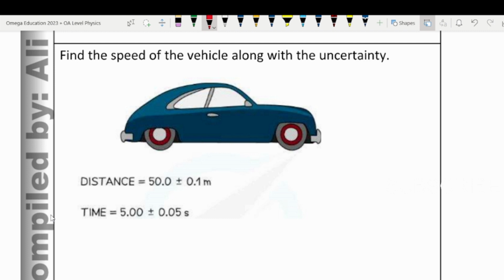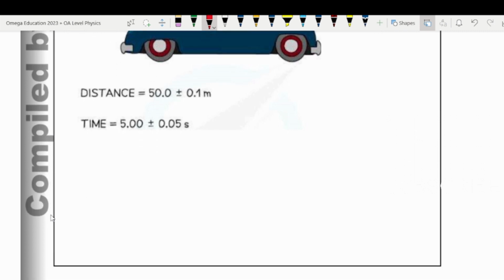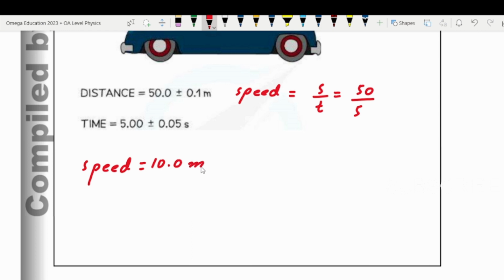Find the speed of the vehicle along with the uncertainty. So speed equals, we recall the formula for speed. Speed equals distance over time. The distance is 50.0 divided by time, which is 5. So you get speed equals 10.0 meter per second. This is the speed. Alright.